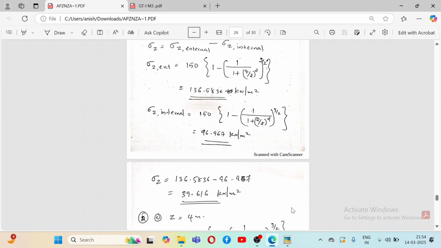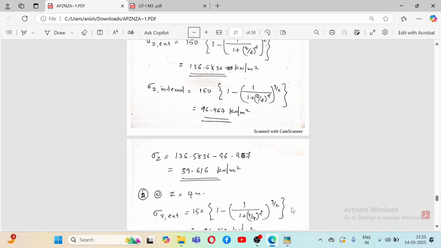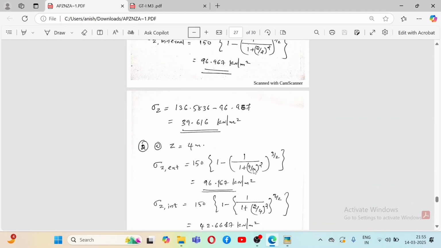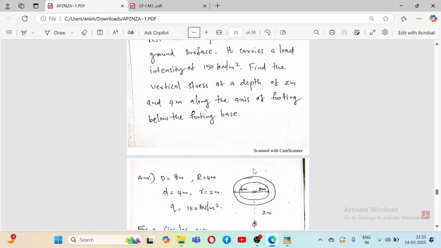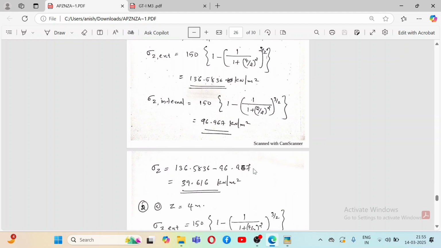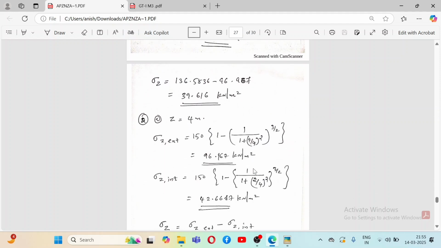Then you multiply this external minus internal vertical stress. So you get the answer 39.616 kilonewton per meter square. Then next, what was given in the question? The vertical stress at a depth of 4 meter along the axis. Right, 4 meters given. Same way you multiply 150 multiplied by 1 minus 1 by 1 plus 4 by 4 whole square, whole to the power 3 by 2. You get the answer as 96.967 kilonewton per meter square.